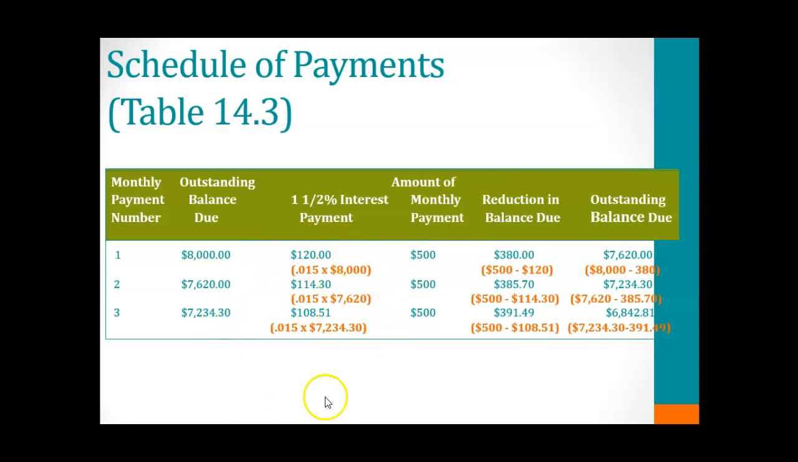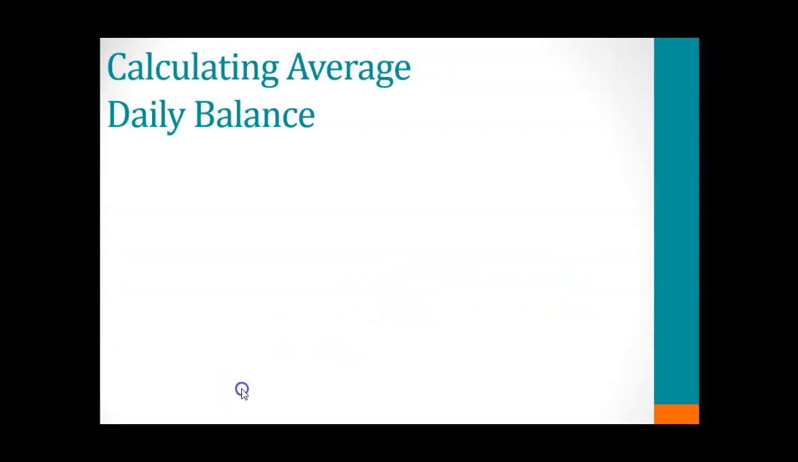Let's assume you made a payment in the amount of $500. Well, the first $120 of your payment goes toward the interest. Then the remaining $380 reduces your principal balance. So at the end of that first month, you still have a balance of $7,620. Now the next month, you take your outstanding balance times 1.5% to get the interest. Again, you're paying $500 each month. They first apply the payment toward the interest. The remaining amount goes to the principal balance. So at the end of 3 months, although you've paid $1,500, you will still have an outstanding balance of $6,842.81 because of the interest that is accumulated on that credit card balance on a monthly basis. Did you know that? Now you know.